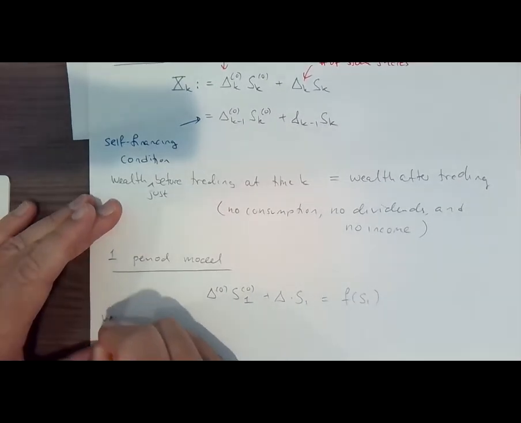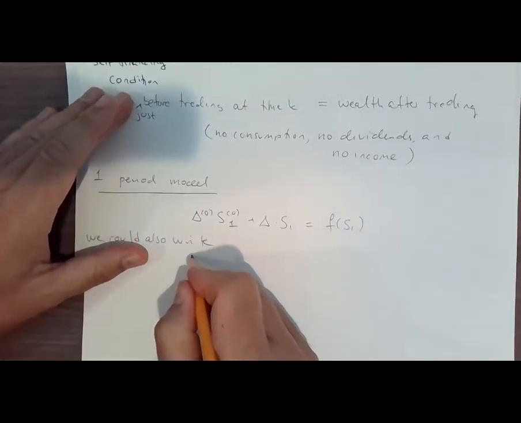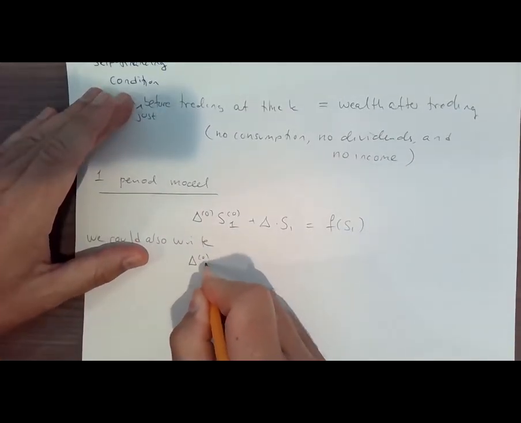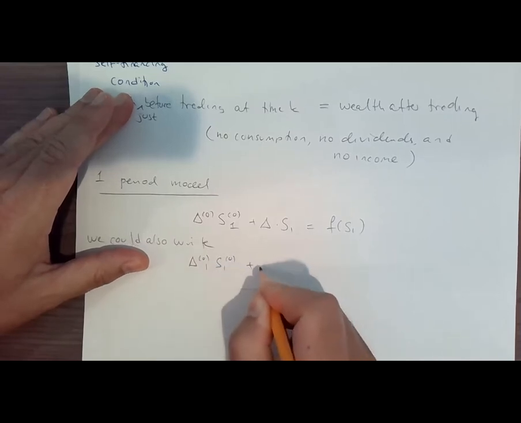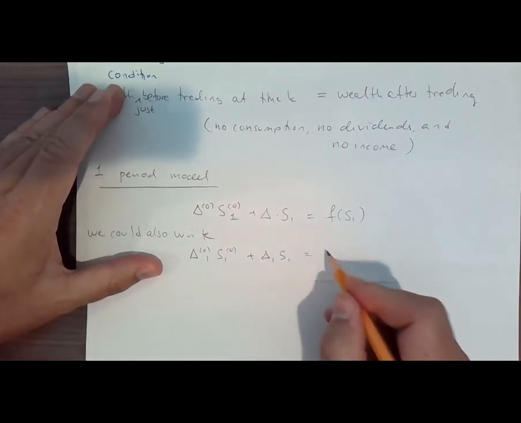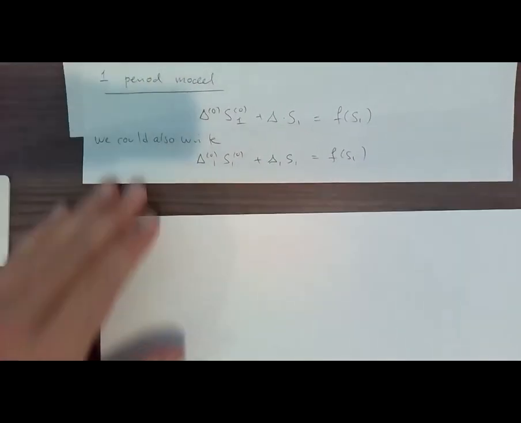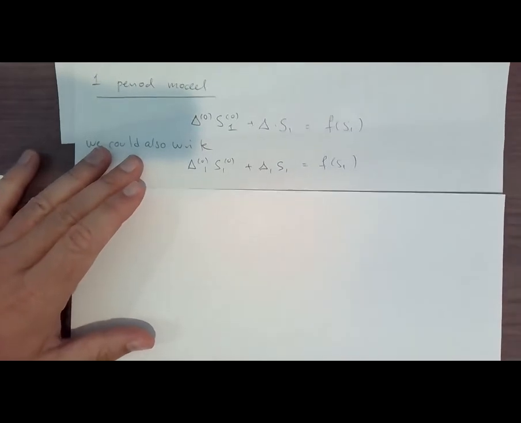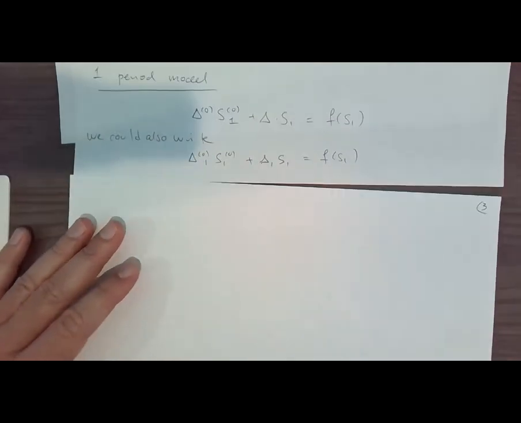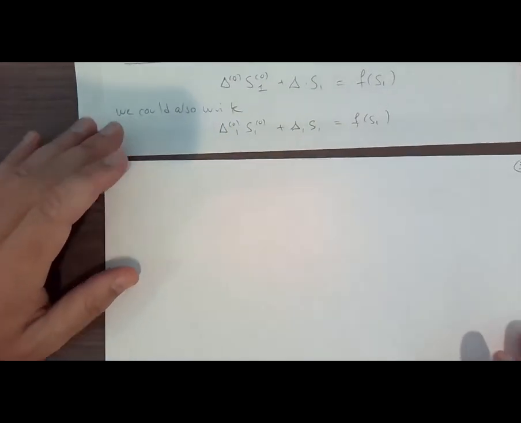We could also have written that you have here delta naught 1 is 1 plus delta 1 is 1. Could have done that and demanded that that would be equal to f of s1. And it's custom to do such a revision. It's custom to do something like that.